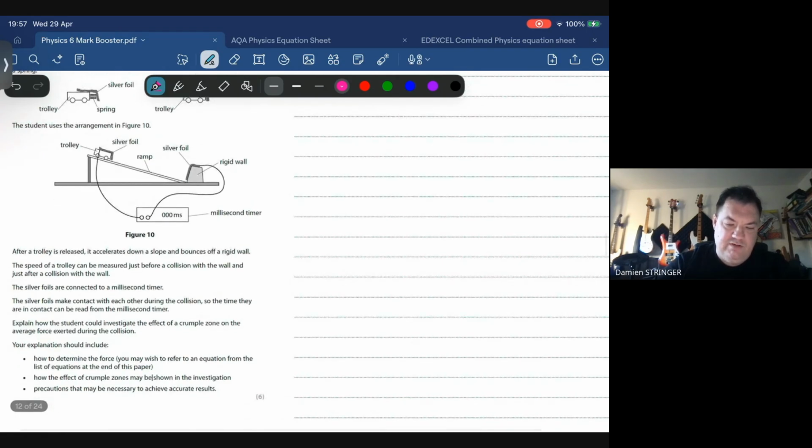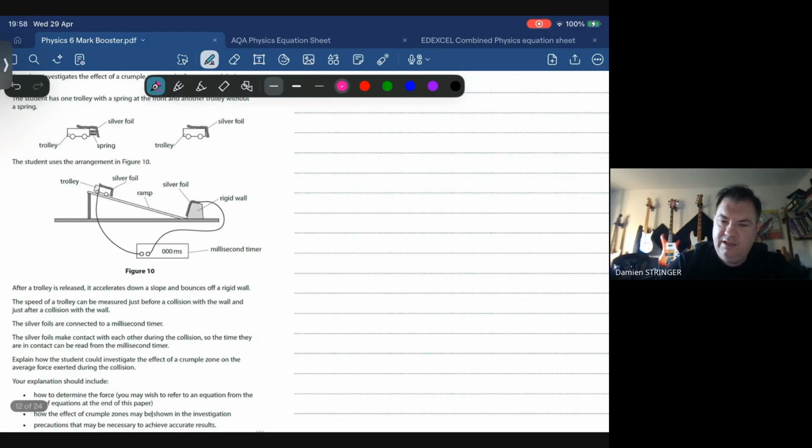Explain how the student could investigate the effect of a crumple zone on the average force exerted during the collision. Your explanation should include how to determine the force. You may wish to refer to an equation from the list of equations at the end of this paper. How the effect of a crumple zone may be shown in the investigation. Precautions that may be necessary to achieve accurate results.